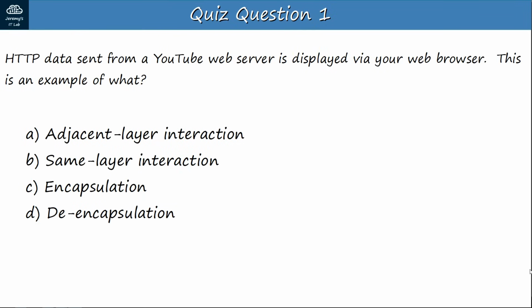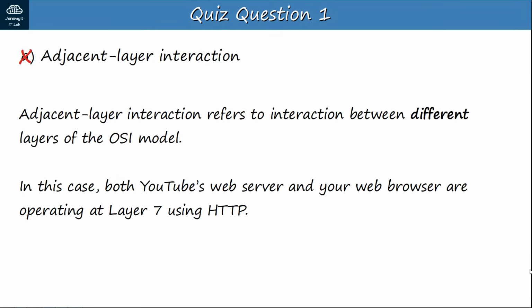The answer is B. Same layer interaction. Let's check the options. Adjacent layer interaction refers to interaction between different layers of the OSI model. In this case, both YouTube's web server and your web browser are operating at layer 7 using HTTP. So A, adjacent layer interaction, is incorrect.